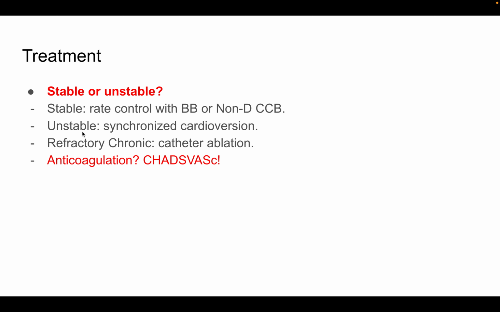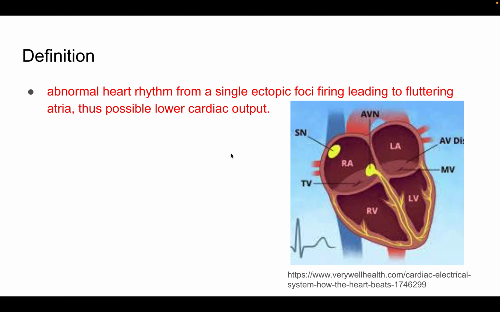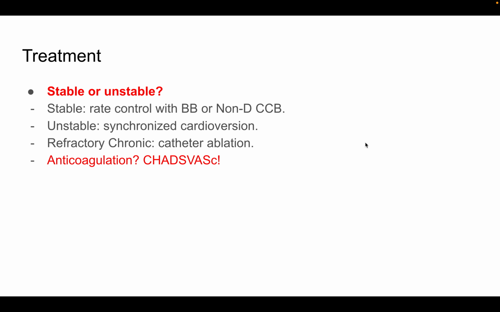If they're unstable, their BP's 80/50, they don't look so good, you want to get them out of that arrhythmia faster, and you want to cardiovert them, right? You want to synchronized cardiovert them. And if you're treating refractory chronic A-flutter, they have this procedure called catheter ablation. They stick a catheter up your venous system, and they basically ablate or burn off that singular ectopic foci firing, hopefully ending that arrhythmia for good.